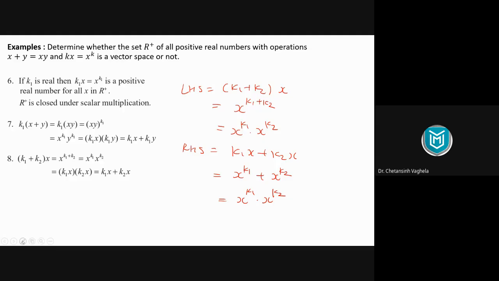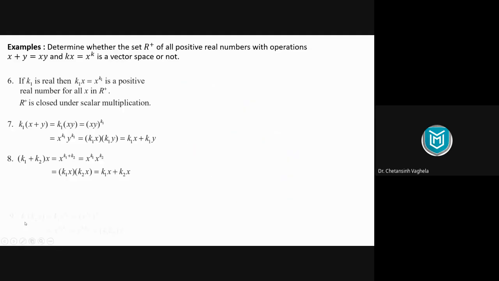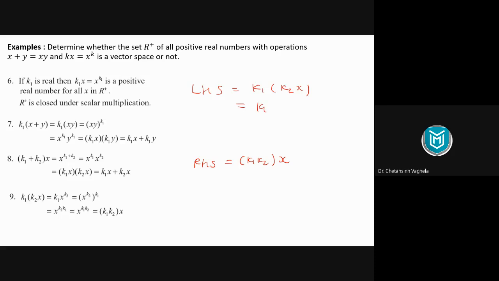Okay. Now rule number 9. Again let's do it with the left hand side and right hand side. What is my left hand side in rule number 9? It is k1 times (k2 x), and this equals (k1 k2) times x. So k1 times, now what is k2 into x? It will be x power k2. Then k1 times that object will be (x power k2) to the power k1. Now we know that power's power becomes multiplication, so it is x power k1 into k2. That's your left hand side.